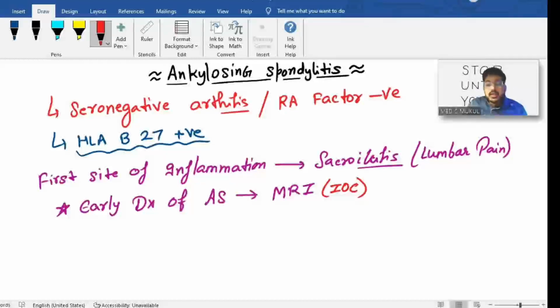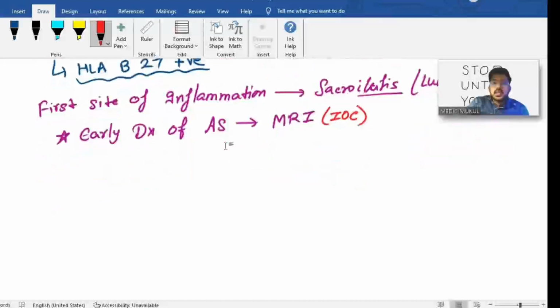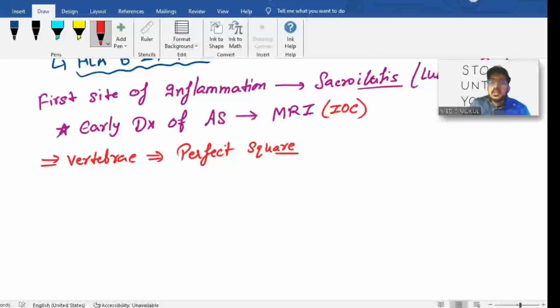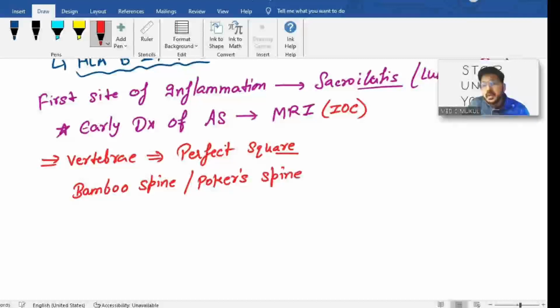See, in ankylosing spondylitis, the vertebra will look like a perfect square, perfect square shaped. If we do the X-ray, what will we see? We will see the bamboo spine, and this condition is also known as the poker spine. So remember the bamboo spine or the poker spine.